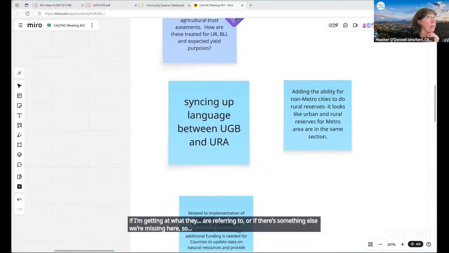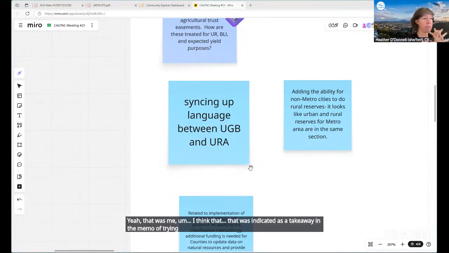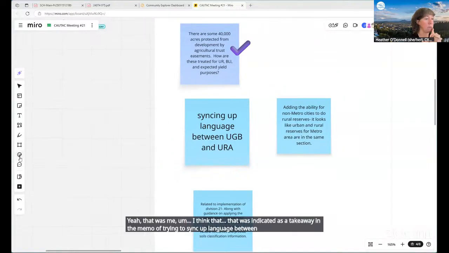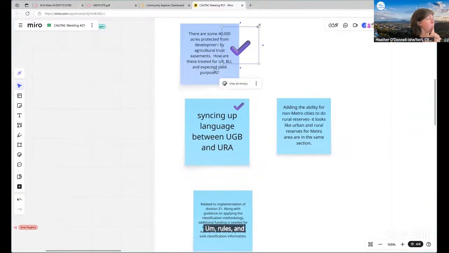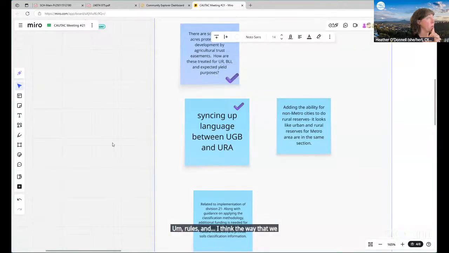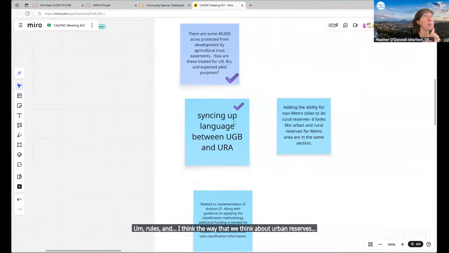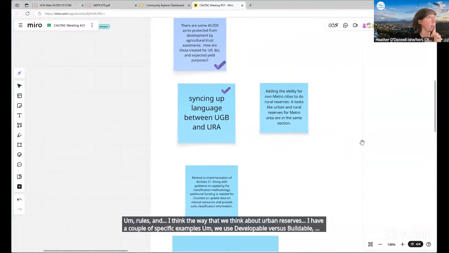I think that was indicated as a takeaway in the memo, of trying to sync up language between urban growth boundary and urban reserves rules. And I think the way that we think about urban reserves, I have a couple of specific examples. We use developable versus buildable, and I'm trying to remember what else. I don't have those notes in front of me right now because my screen just went blank, so that's always exciting.